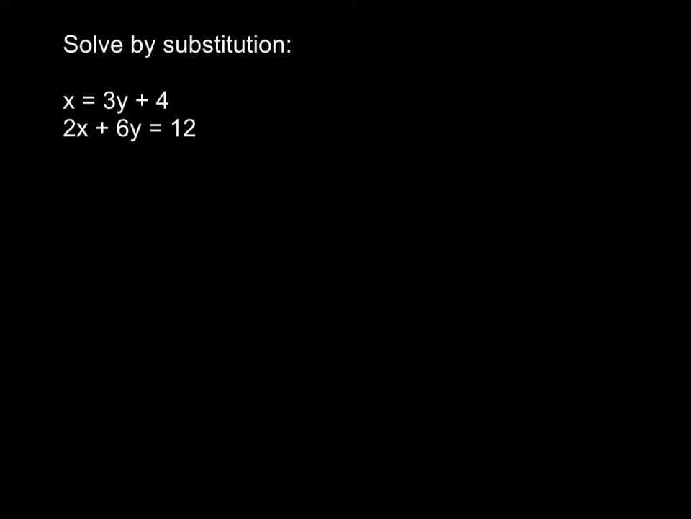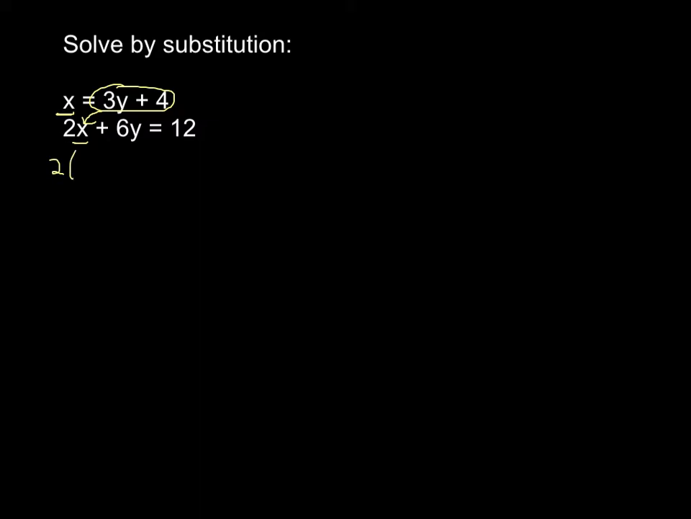Let's start with substitution. So it says solve by substitution. If you remember with substitution, we need one equation to be solved for one of the variables. So we either need x equals or y equals. In this case, we have x solved for already. X is equal to 3y plus 4. In our second equation then, where we see an x, we're going to substitute 3y plus 4.